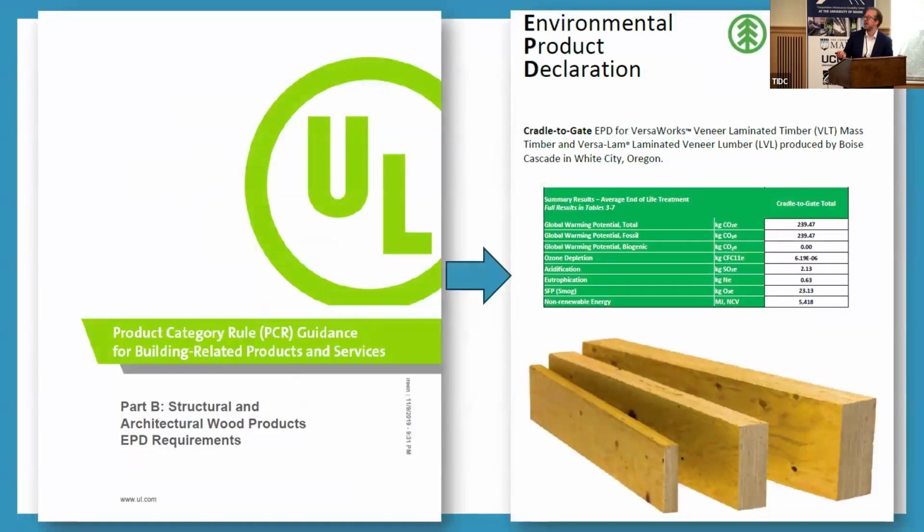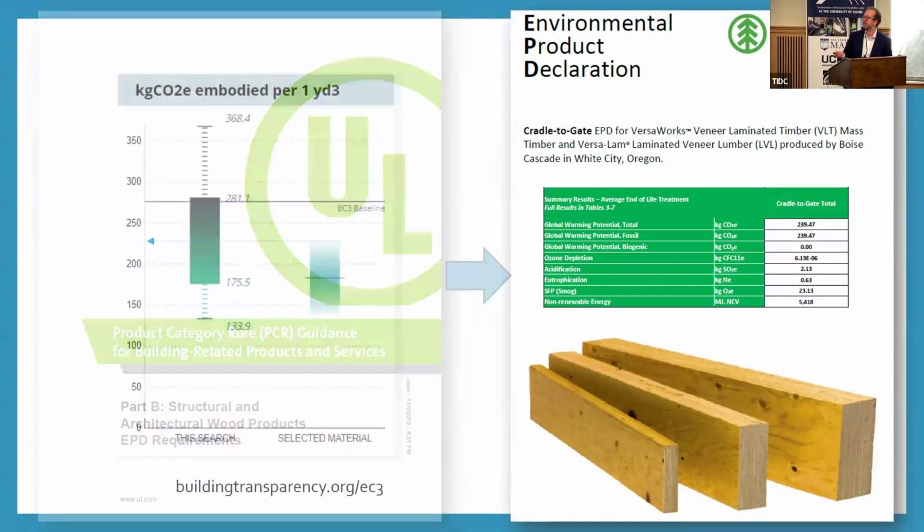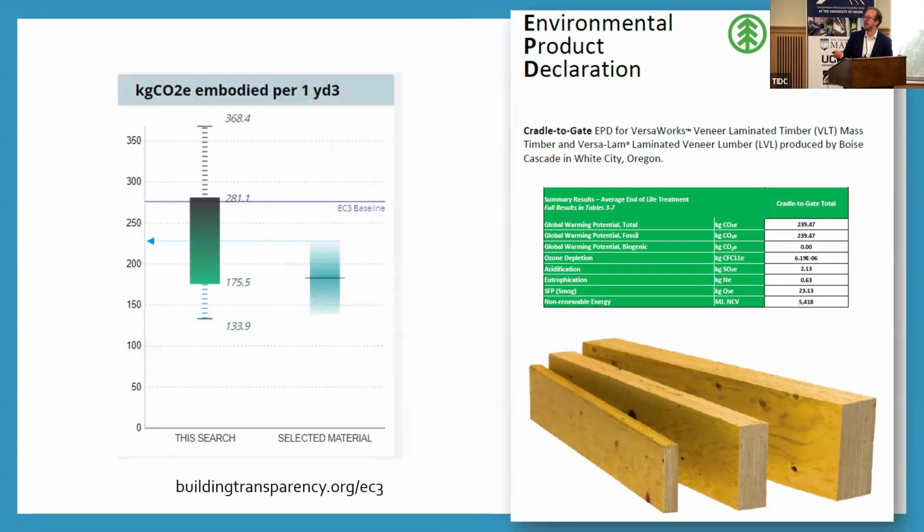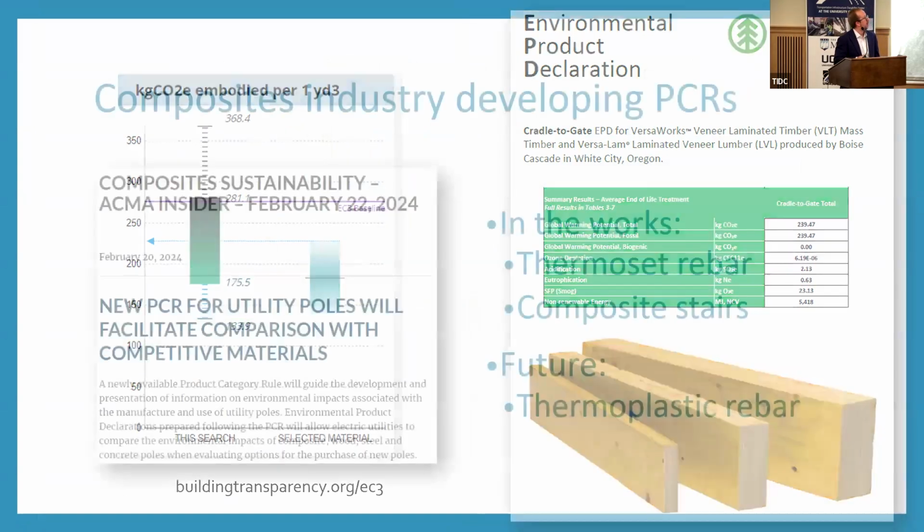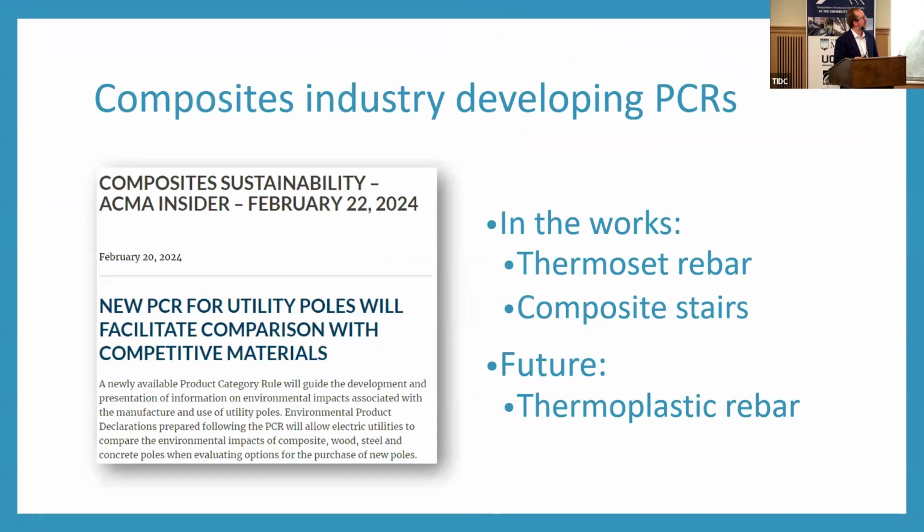For instance, here's one for architectural wood products. And you can look and see their results, and then it's compared to others in the sector. There is definitely progress within the composites industry. They've done one for utility poles, and we're working on others, so I'll let Joe talk more about that.